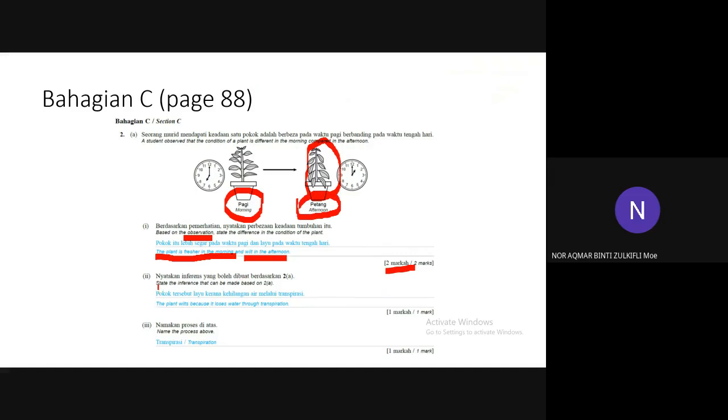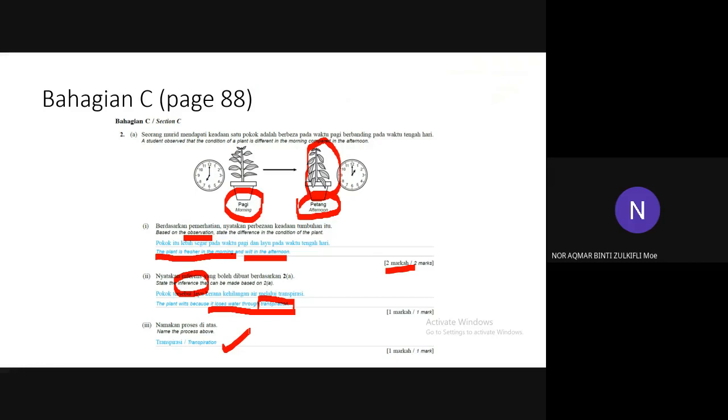Number 2, state the inference that can be made based on 2A. Inference means reason. Why? You said that the plant is fresher in the morning and wilt in the afternoon. So the plant wilts because it loses water through transpiration. Please remember you must state the word transpiration. Without this word transpiration, you will lose your marks. Name the process above. The process is transpiration.